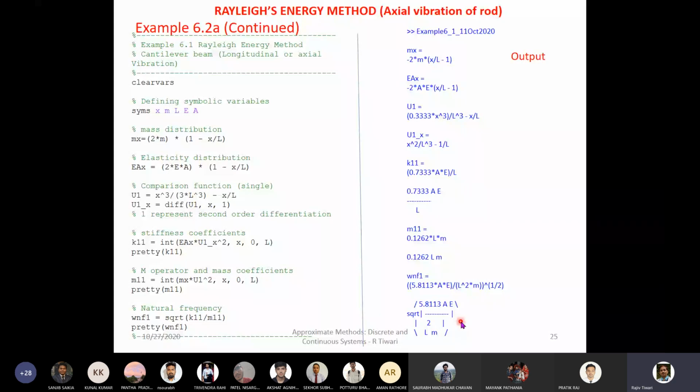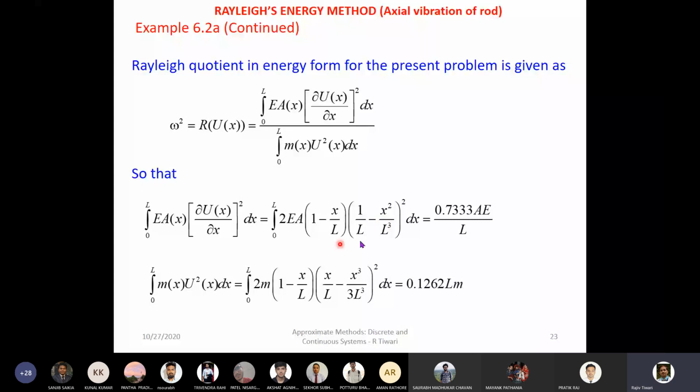So this will help you in solving the assignments. If you find that the calculations are difficult, then you can use this. You can modify it according to your problem, or if you don't want to do it, maybe you need to do the integrations manually, and then you need to get these values. So the choice is yours.